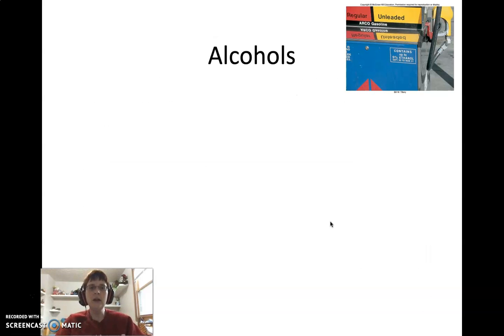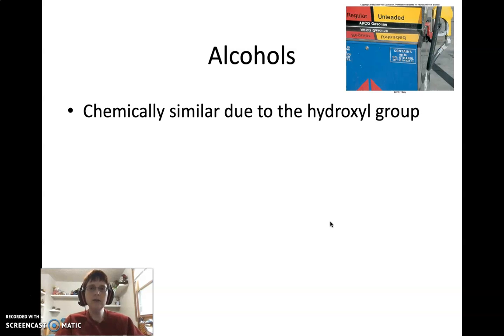So a little bit of interesting stuff on alcohols. They are chemically similar due to that hydroxyl group, because they all have just that single hydroxyl group attached. Generally, now there are higher number alcohols that have multiple hydroxyl groups, but they're all going to have very similar chemical properties. One of those similarities is they are toxic to humans.